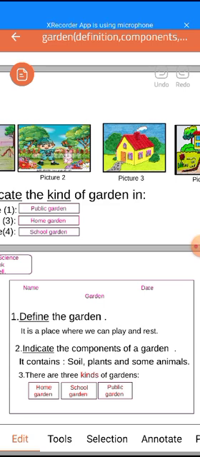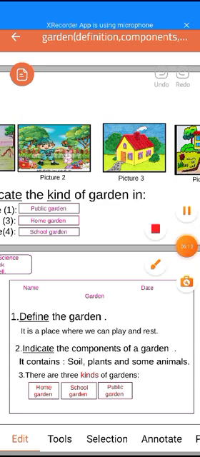Number 3, there are 3 kinds of gardens: home garden, school garden, and public garden.